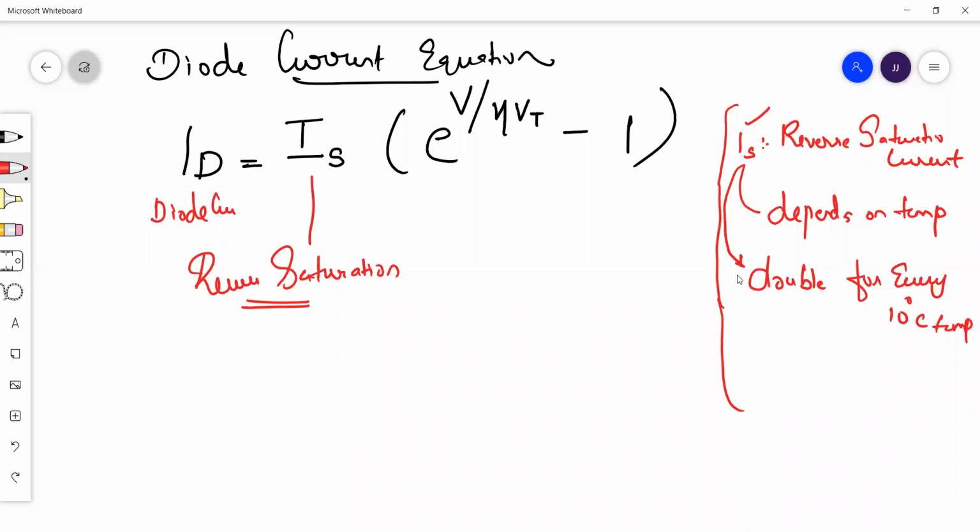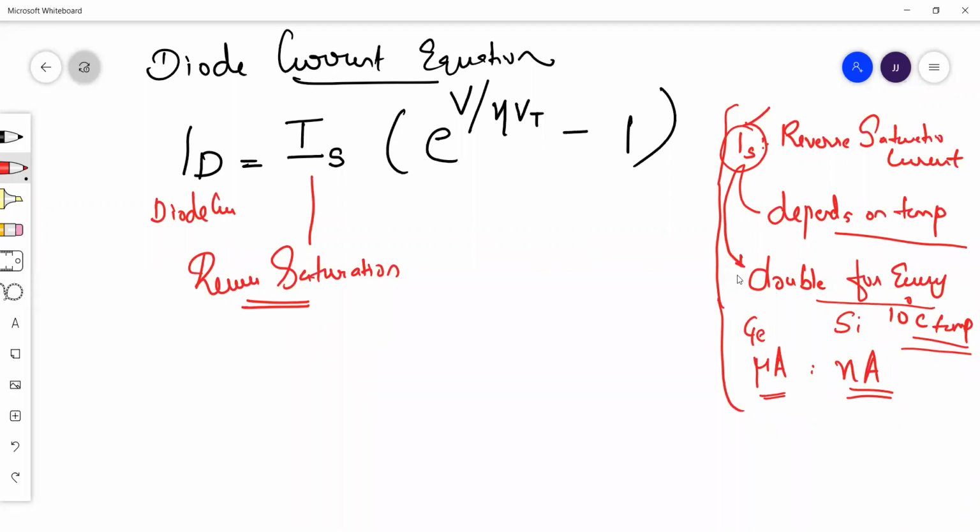Its value is either in microamperes or nanoamperes. Microamperes for germanium diodes: for a germanium PN junction diode, IS is in microamperes. For silicon, the reverse saturation current is in nanoamperes. That is all we need to say about IS. It does not depend on any other factor, only on temperature, and it doubles for every 10-degree rise in temperature.